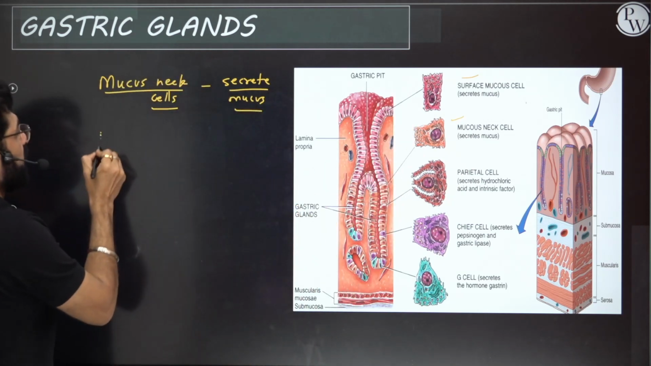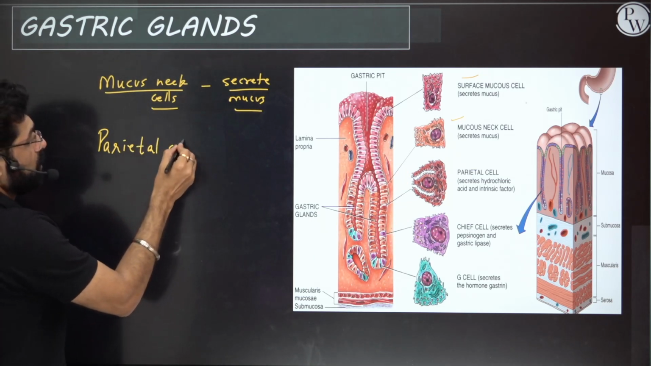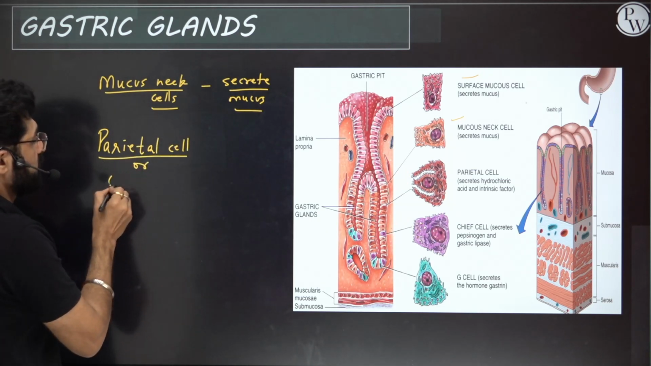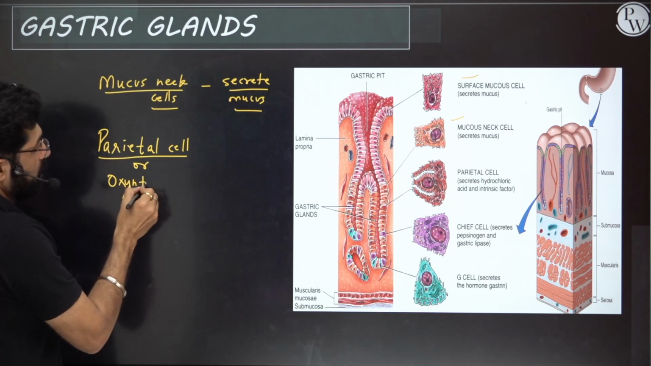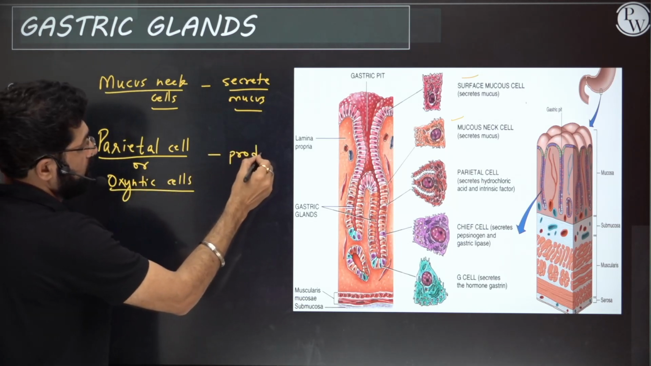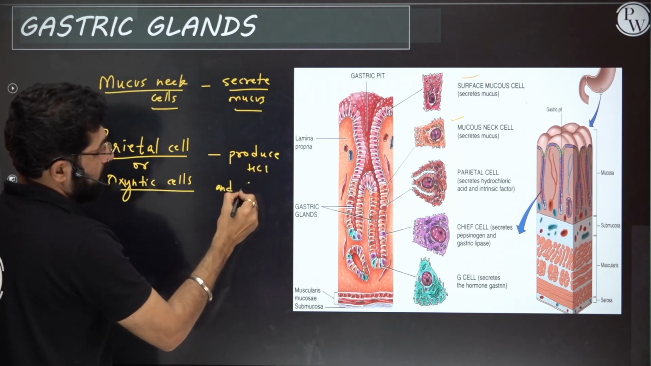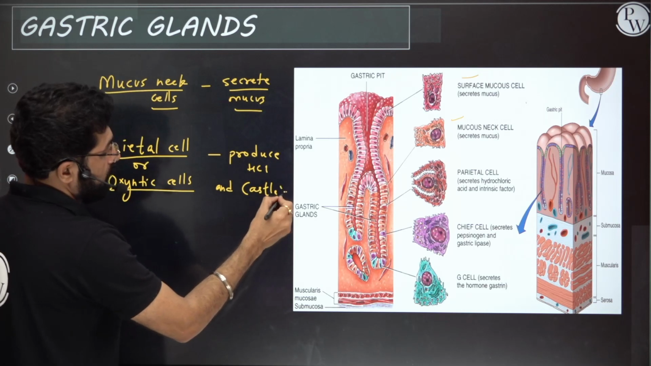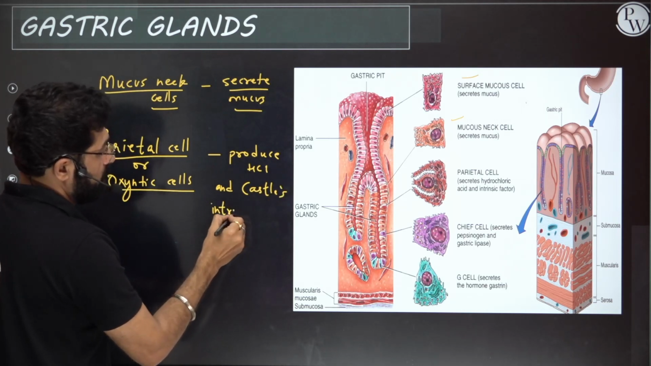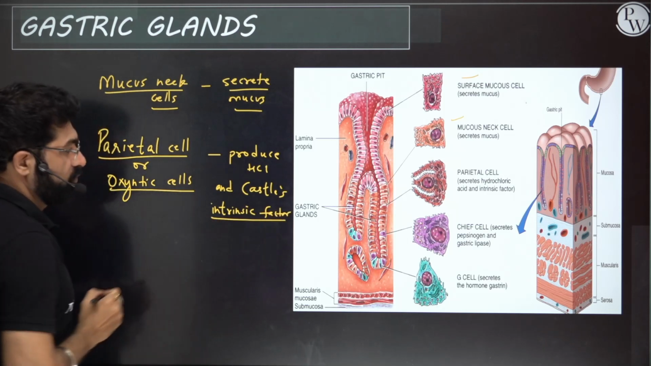Okay. Parietal cells. Parietal cells are also called oxyntic cells. Oxyntic cells produce HCl. They produce hydrochloric acid and Castle's intrinsic factor. They also produce Castle's intrinsic factor.